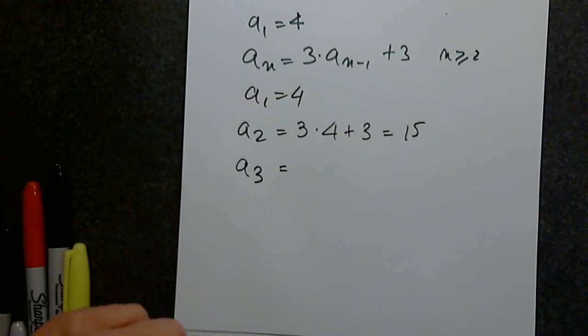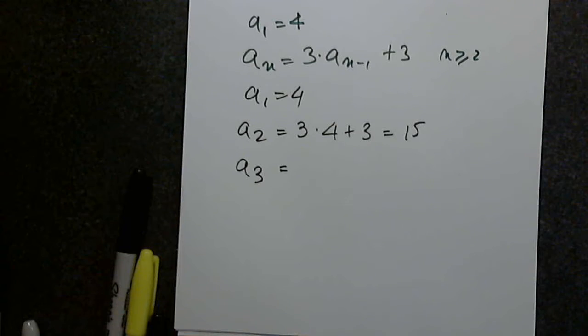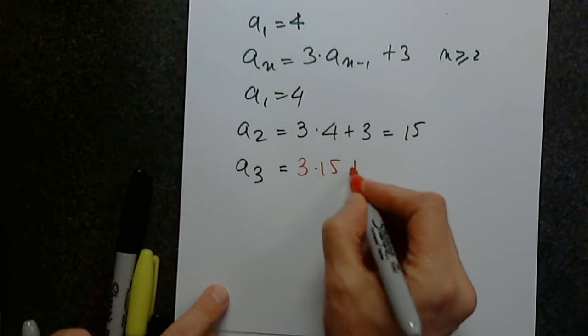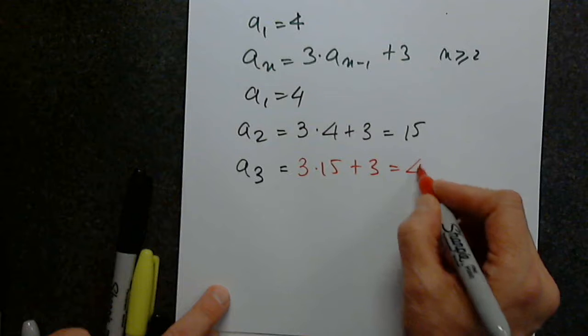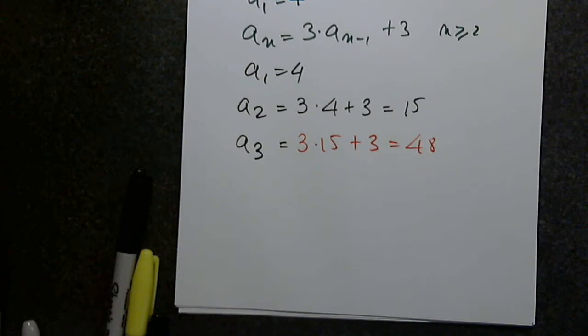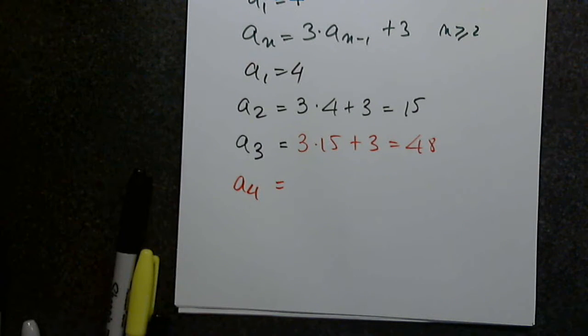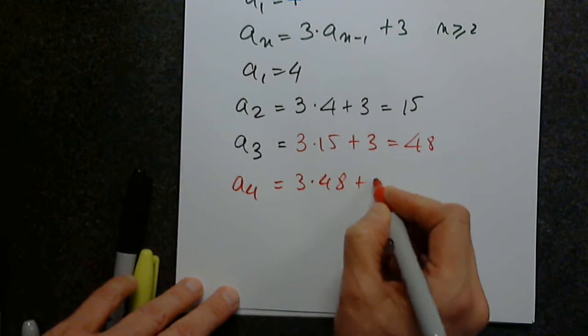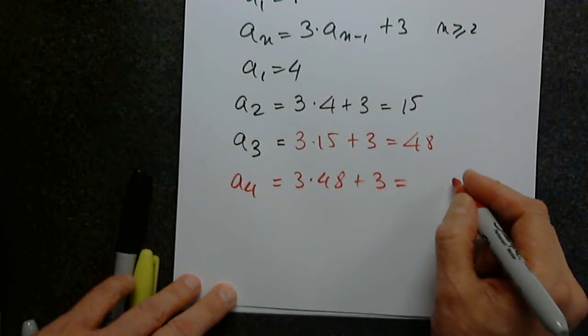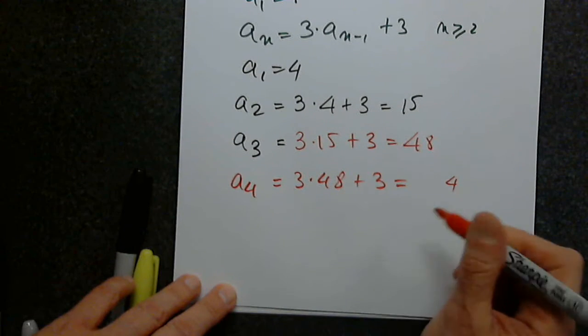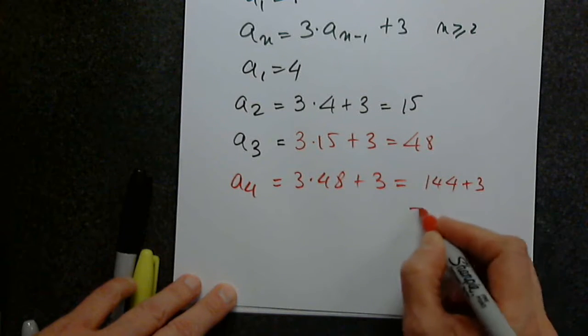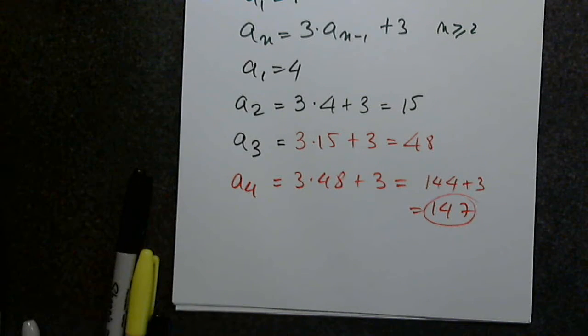a3. Very good. 45 plus 3 is 48. Remember the order of operations. We multiply first. And the last one, a4. 3 times 48 plus 3. Yes. I lost how it was 8.